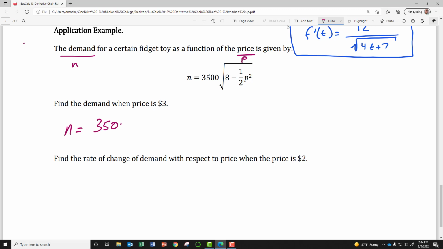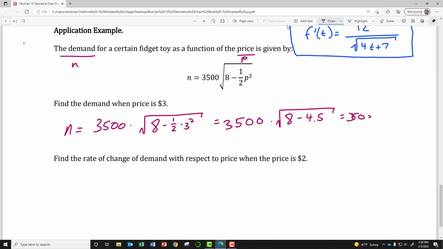I just have to take 3500 times square root of 8 minus 1/2 times 3 squared. So that means 3 squared is 9, and so we're talking about half of 9, so this is going to be 8 minus 4.5, which is 3500 times square root of, what, 3.5? And I have no idea what square root of 3.5 is. It's going to be a little bit less than 2, right? Let me get out a calculator.